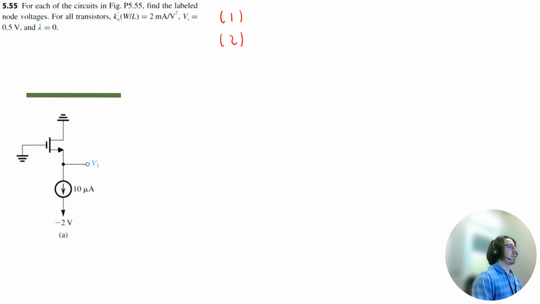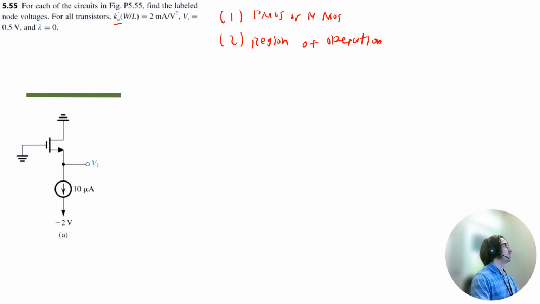For any circuit analysis problem with a MOSFET, you need to answer two questions first. Is the device PMOS or NMOS? And the second question is, what is the region of operation? So let's answer the first question first. It kind of already gave it away by saying Kn prime.